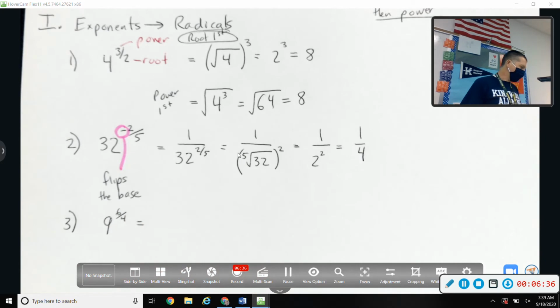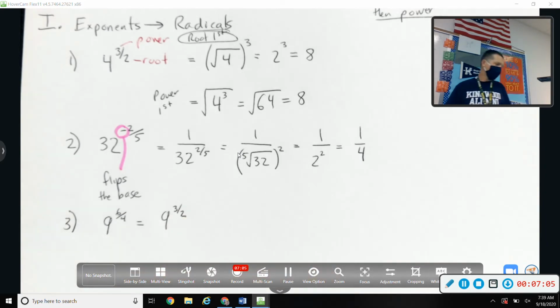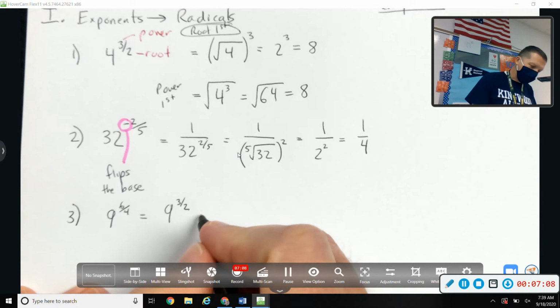Right, 9 to the 6/4. So that's the fourth root of 9 and then to the 6th. But there's something we can do before that. What can we do before we start talking about roots and powers? We can reduce the 6/4. That'll make my life a whole lot easier. So let's reduce first so that our regular math rules still apply.